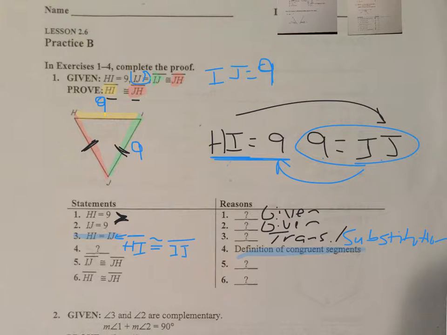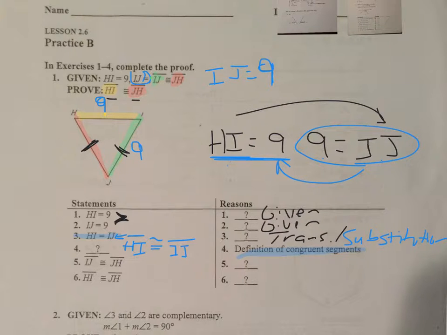We've seen that before with angles. We've seen that before with segments. It's really just if you're already looking at a congruence, it's switching it to an equal sign. If it's already an equal sign, you're switching it to a congruence. But now I'm a little bit closer to where I want to be. HI is congruent to IJ.